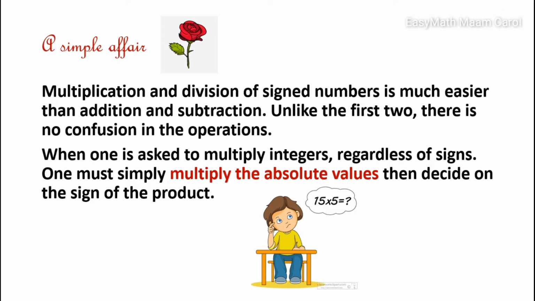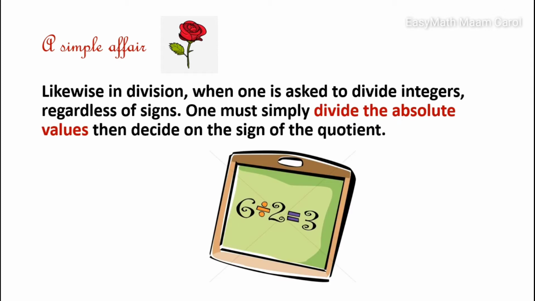So, ang naging consistent lang tayo dito is, unahin muna nating i-solve yung mga numbers and then, to follow na lang yung signs niya para mas hindi siya confusing. So likewise in division, when one is asked to divide integers regardless of sign, one must simply divide the absolute values and then decide on the sign of the quotient. Kapag sinabing i-divide mo siya, edi mag-divide ka lang and then later on, saka mo na lang isipin kung positive man o negative yung quotient.